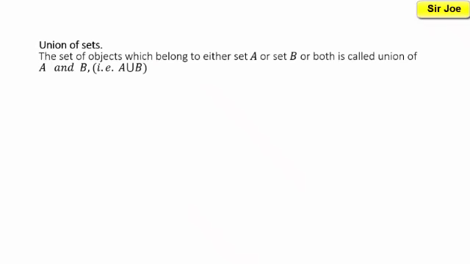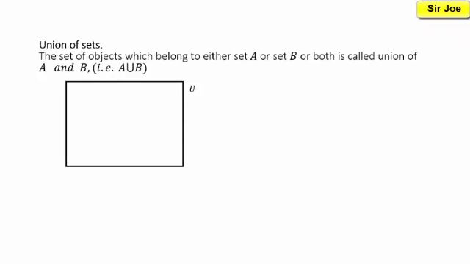Let's then move on to the union of sets. The set of objects which belongs to either set A or set B or both is called the union of A and B. So if I have a set A and a set B, then all the elements in set A and all the elements in set B together become my union. Whether there is intersection or not, it still becomes my union. And the symbol there, A union B, use that symbol to represent the union.